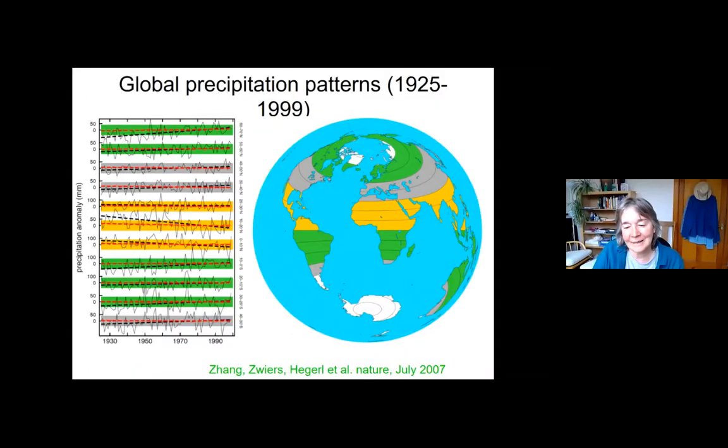There was a paper that came out in 2007 looking at zonal rainfall trends being similar to what is expected from models, basically drying in the yellow regions and wettening in the green regions, and the colored zonal bands are where the model expected and the observed change are consistent.